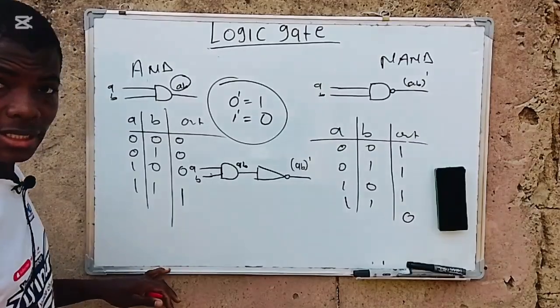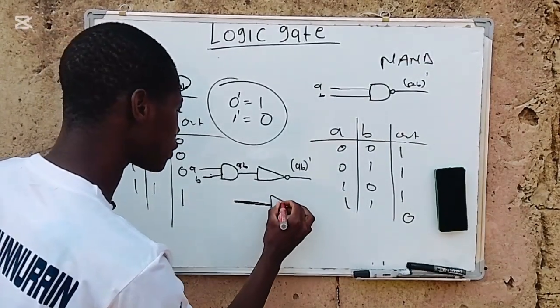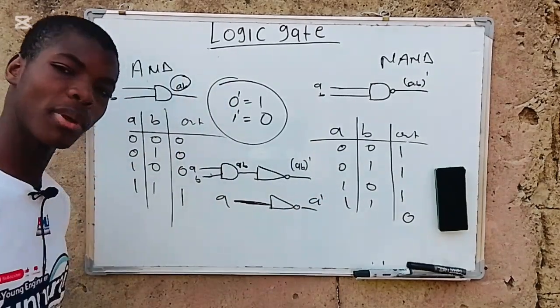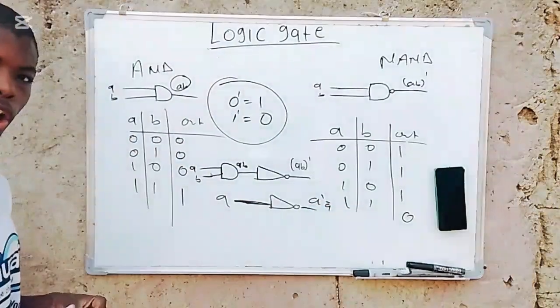Because we know that the value of NOT is from A to A complement, or A prime. I hope you get it.